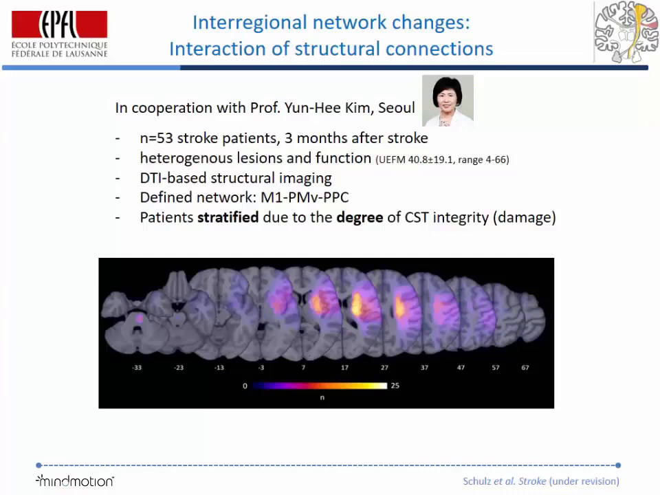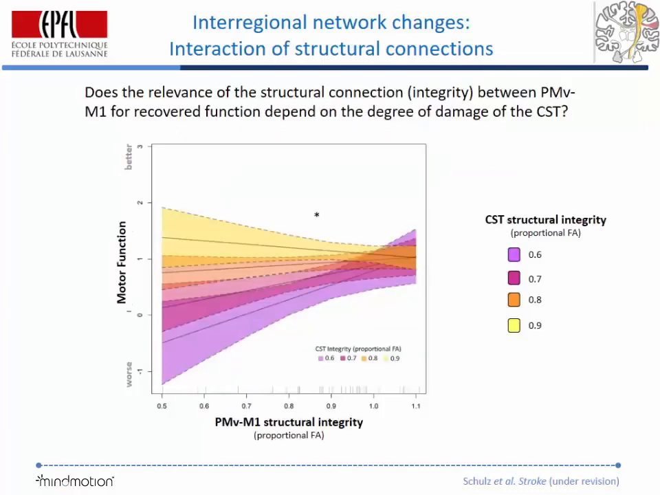So, what came out in this study? Just to lead you through it, yellow means the corticospinal tract in the lesioned hemisphere is not much impaired, and pink or pinkish and lilac means it's much more impaired. And here on the x-axis you see the structural integrity between the ventral premotor cortex and primary motor cortex. This is relatively well preserved structural integrity, here relatively more damage, and motor function you see here worse and better.